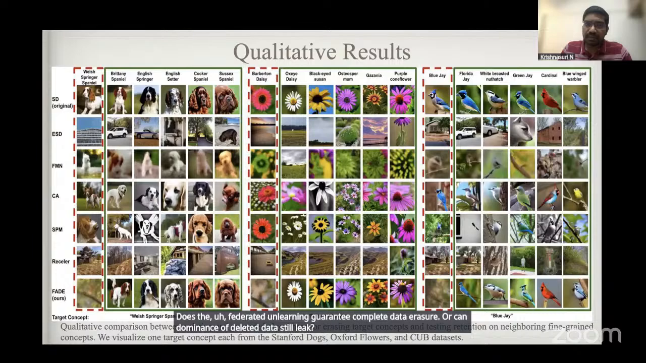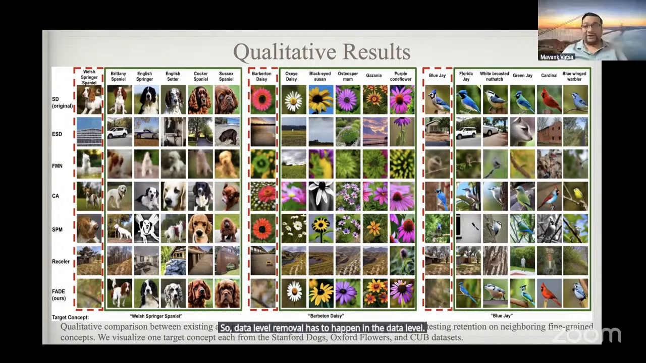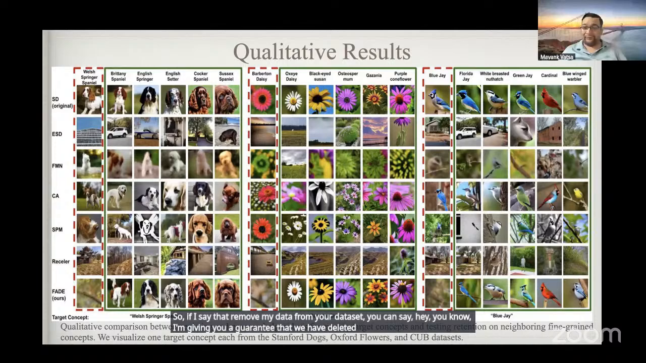Okay. So we are not deleting at a data level, right? This is at a model level. Data level removal has to happen at a data level, right? So this is at a model level. Like the question that came in earlier: how can we ensure that the right to be forgotten is achieved at a model level? If I say remove my data from your data set, you can say, hey, I'm giving you a guarantee that we have deleted your data from the data set.